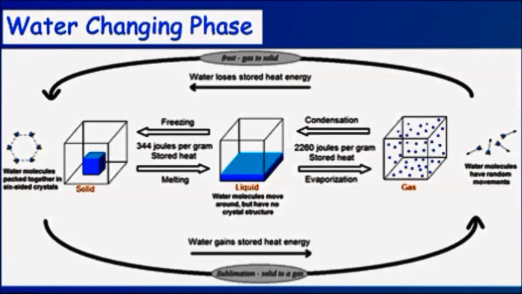And then going back the other way, when that gas condenses and turns back into a liquid, it loses 2,260 joules per gram. And when it goes from a liquid to a solid, to ice, as it freezes, it is going to lose 334 joules per gram of stored heat. The last piece of this is that water can actually skip the liquid phase. It can go straight from a gas to a solid, and we call that frost. And it can go from a solid straight to a gas, and that's called sublimation.